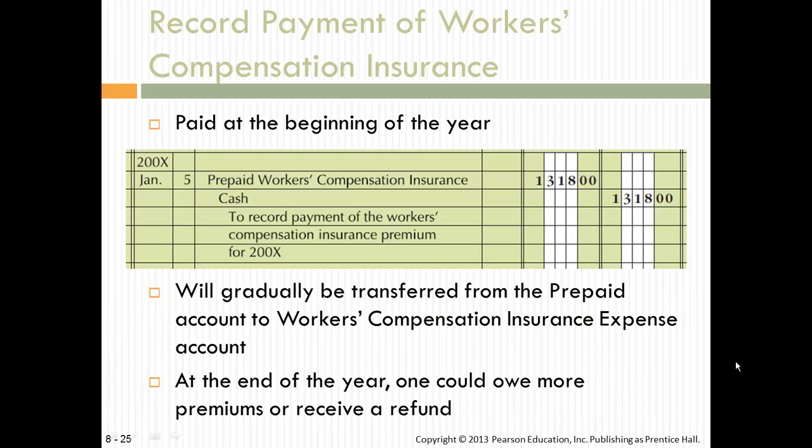If you do workers' comp, which every company has to have workers' comp, it's paid at the beginning of the year. It's more like a property or kind of insurance. It will gradually be transferred from a prepaid into a workers' comp insurance expense. You pay it once at the start of the year, put it in prepaid, and then you amortize it over each month. And then at the end of the year, you might owe more because your workers' comp insurance is based on an estimate, and if your salary grows, then you're going to owe more at the end of the year.